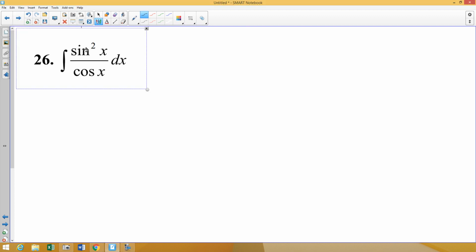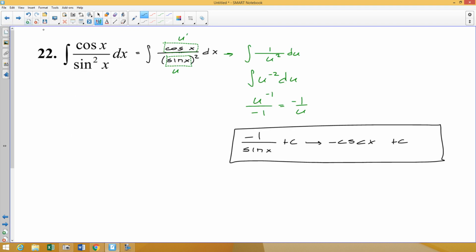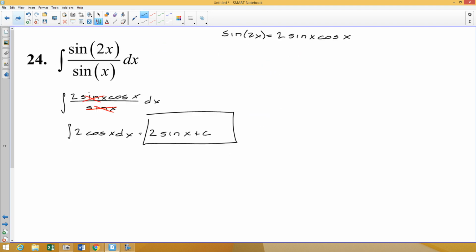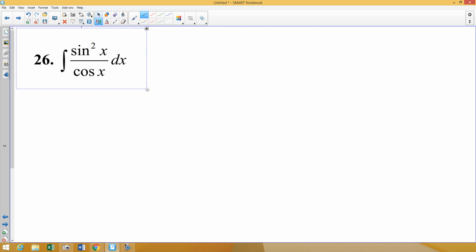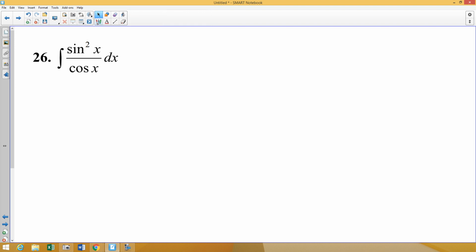So 26, so let's try this one. This is very similar to, I think it was 24, 22. We had cosine over sine squared. Here we have sine squared over cosine. So almost the same, just flipped.